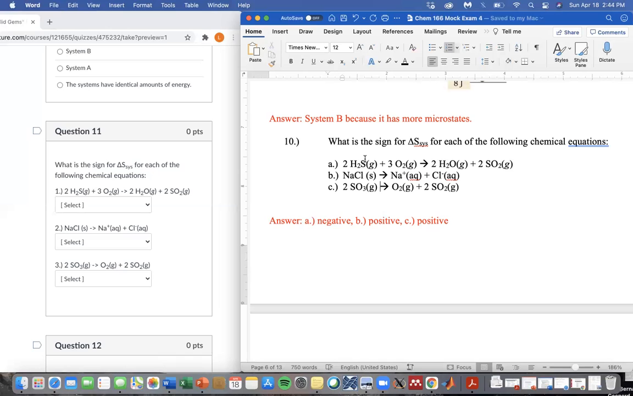And so in this first one here, you'd have 2 H2S, which is a gas, and 3 O2 going to 2 H2O gas and 2 SO2 gas. And so everything is gaseous here.